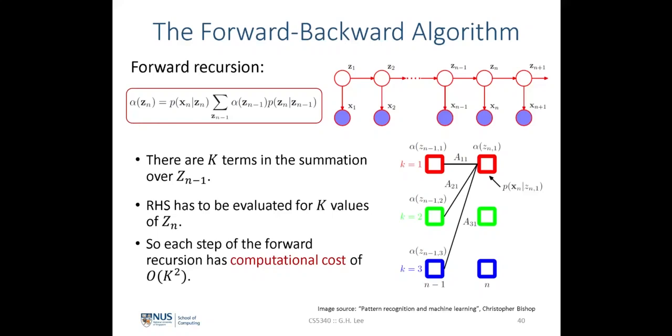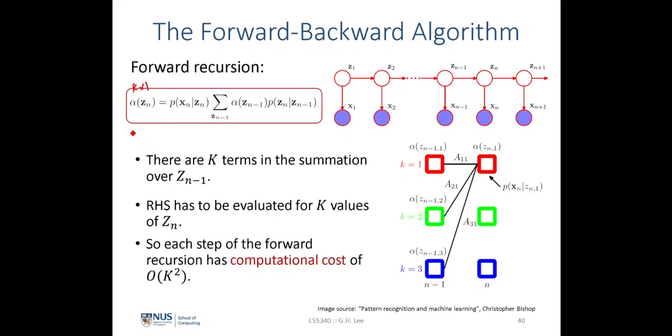So we can see that this particular term over here, since alpha Zn is a k by 1 vector, means that we have k entries in these alpha terms. And it's a marginalization over Zn minus 1. This means that this marginalization will contain k summation terms, which means that we can rewrite this term.